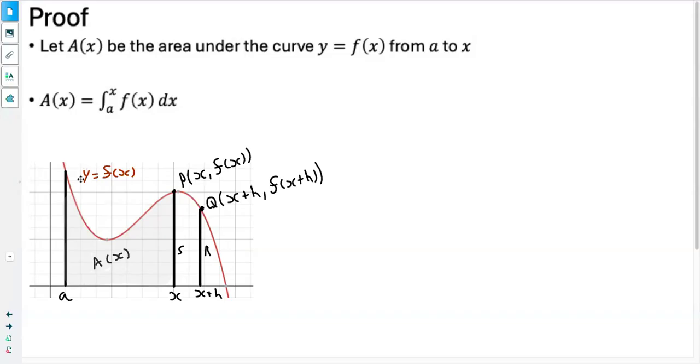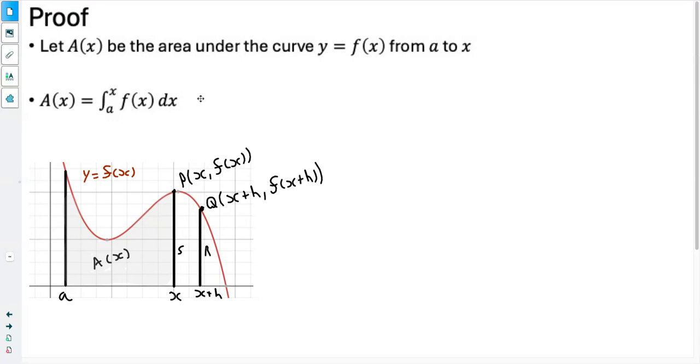And essentially we have this curve drawn out. So we've got y equals f of x. Here's our A of x. Here's our starting value a. Here's our x. This point here we'd say is x plus h. This point here would be x comma f of x. Well, this point here would be x plus h comma f of x plus h.